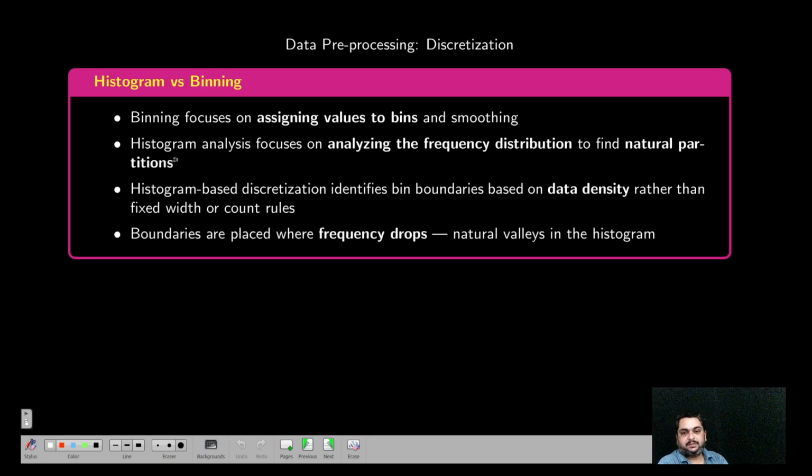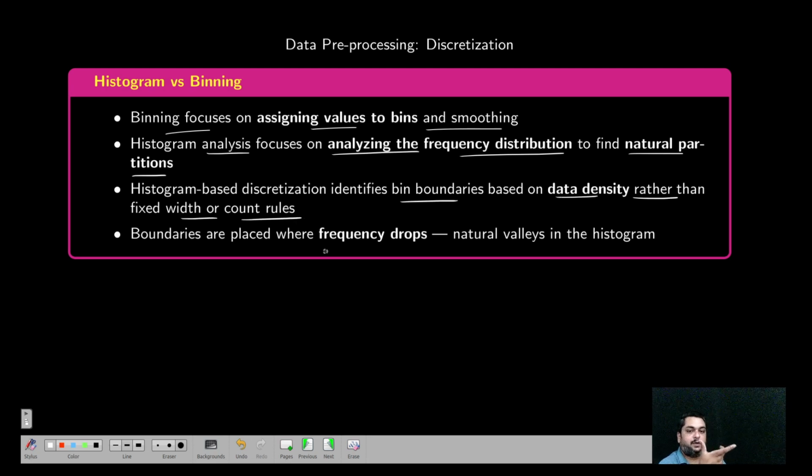What is the difference? There is not much difference between histogram and binning. Binning is also based on intervals and frequency. Here also it is the same thing, but it is more about the distribution of the data. Binning focuses on assigning values to bins and smoothing. Histogram analysis focuses on analyzing the frequency of the distribution to find natural partitions. It identifies bin boundaries based on data density rather than fixed width or count rules.